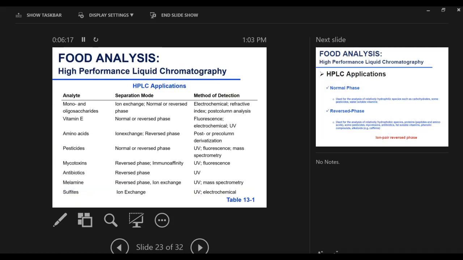Okay, this is a very important table in a sense that it summarizes examples of what different compounds or analytes you can detect or analyze. These are just examples. What separation modes you would use, and what's the detection method. So oftentimes in an exam, I tell you, okay, here's a particular component. Give me a chromatographic type. So you're going to say HPLC or GC. Let's say you said HPLC. I'm going to ask you for separation mode.